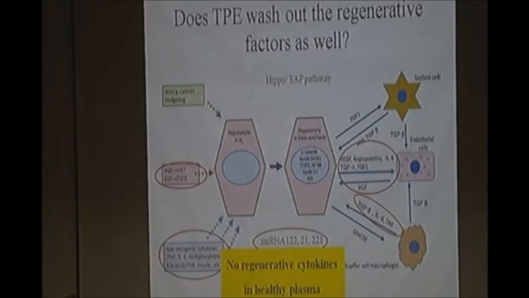And a plasma from a normal healthy donor will obviously not have regenerative cytokines. Only plasma from a patient who had liver injury, maybe acute liver failure or a hepatectomy, only those patients will have regenerative cytokines.